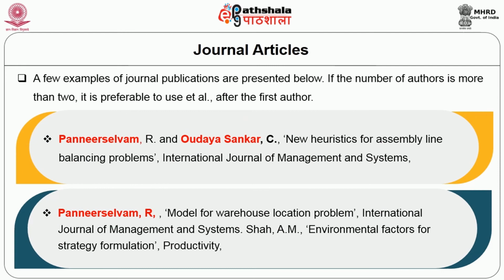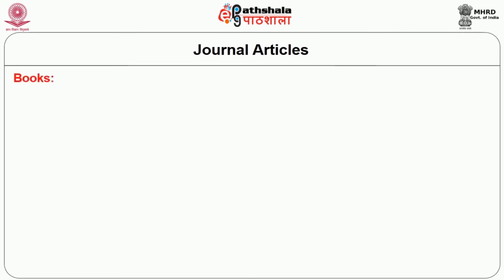If the number of authors is more than 2, it is preferable to use "et al." after the first author. For example, Pannir Selvam R and Odaya Sanger, then title of the article, then title of the journal, then volume, number, then year and then page number. Others are the examples given below. Then book articles.